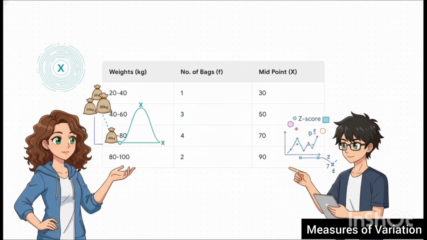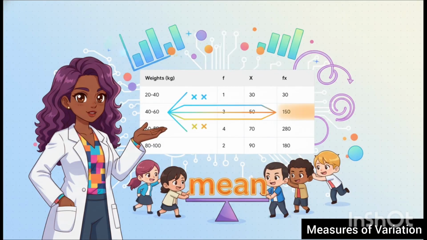We'll call that X. So for that first group, 20 to 40, the midpoint is, you guessed it, 30. And we just do that for every single row. Okay, step 2. We're going to add a new column called F times X, or Fx. It's exactly what it sounds like. You just multiply the frequency from the second column by the midpoint from the third column.